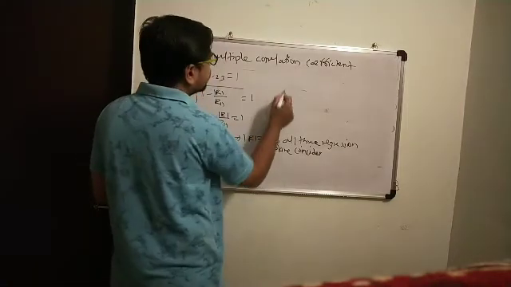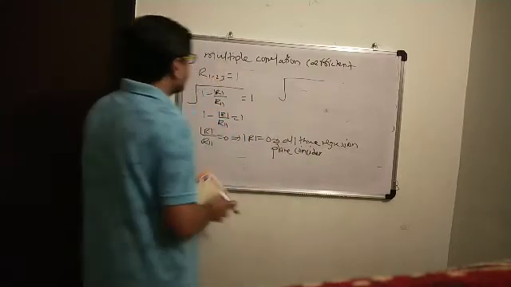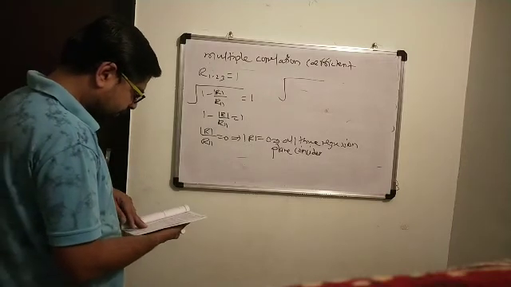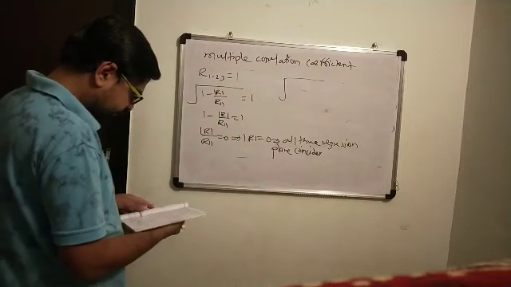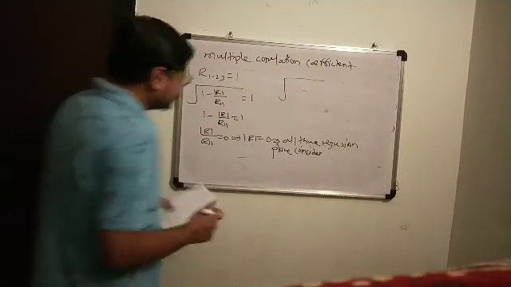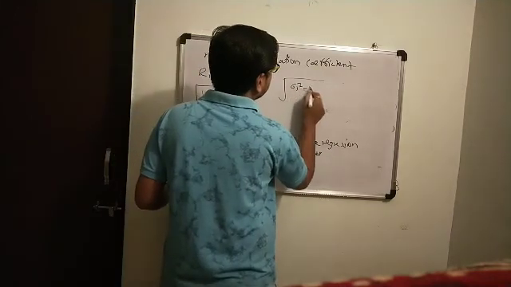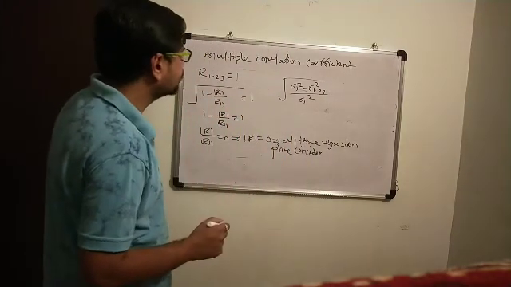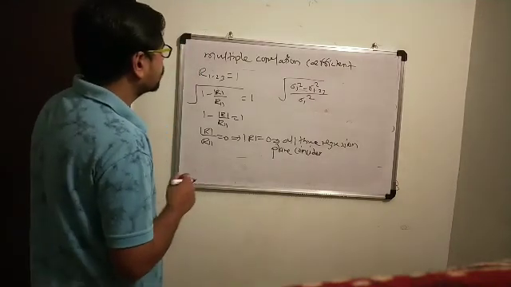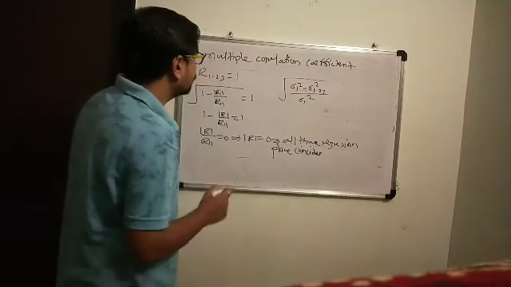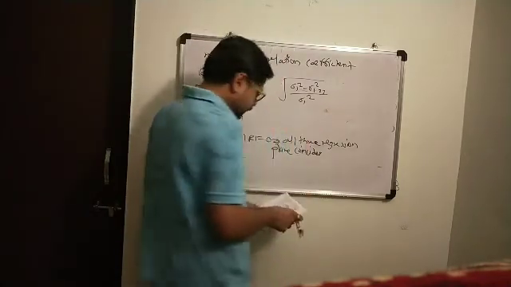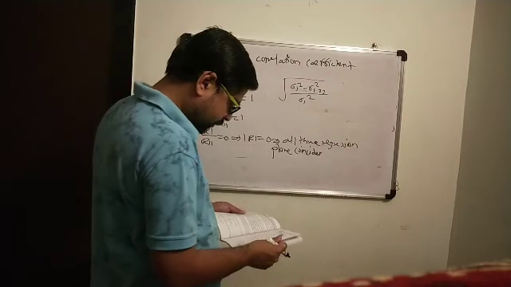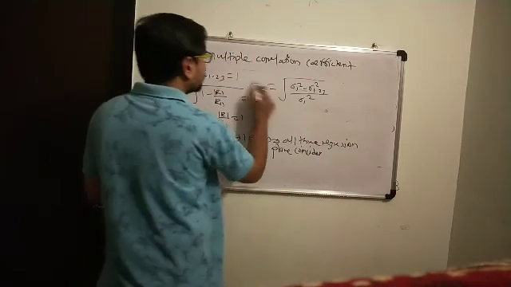We have another interpretation for this. We know that R1.23 can be represented in terms of sigma squared 1.23. So sigma1 squared minus sigma squared 1.23 divided by sigma1 squared, and this is the expression for R1.23.